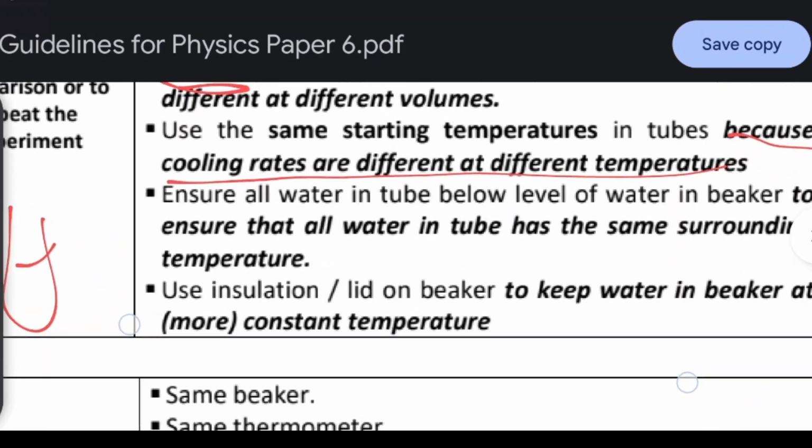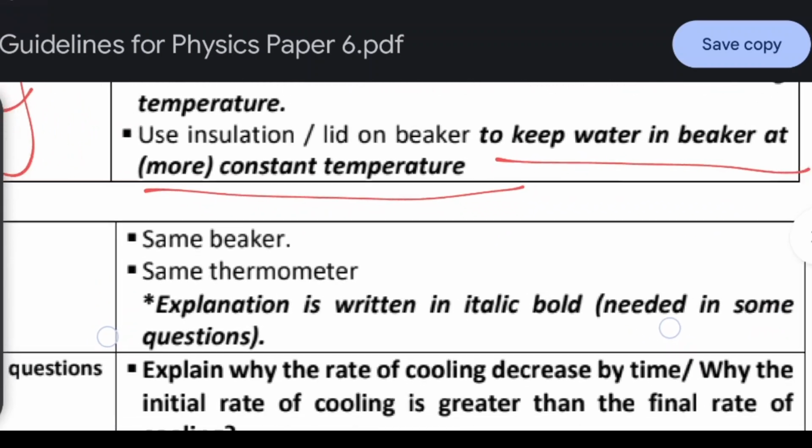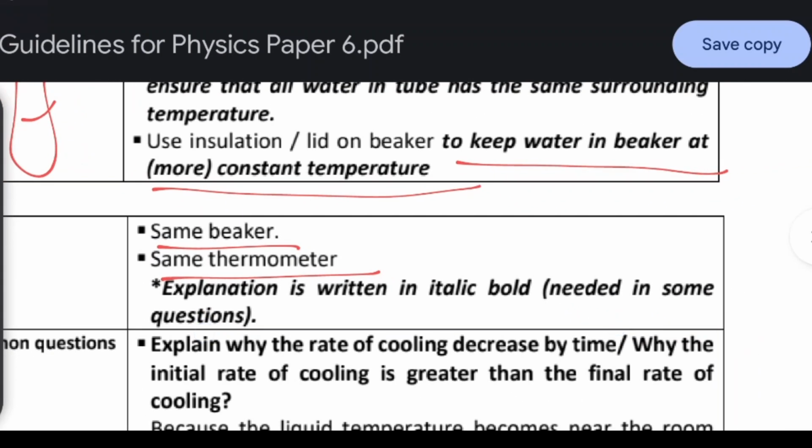Okay. The next, use insulation or a lid on the beaker to keep the water in the beaker at a constant temperature. Okay, we already discussed this. Then same beaker, same thermometer, because if you use a different wider or narrower beaker, it can affect the rate of cooling.